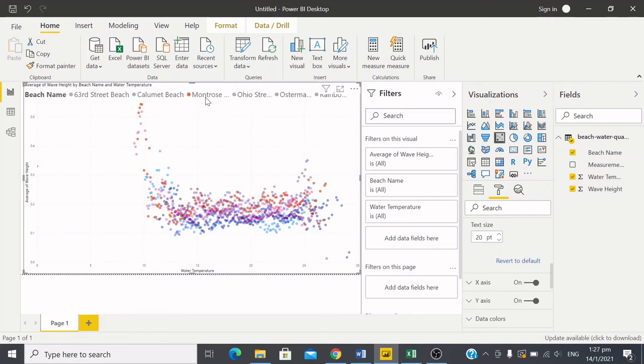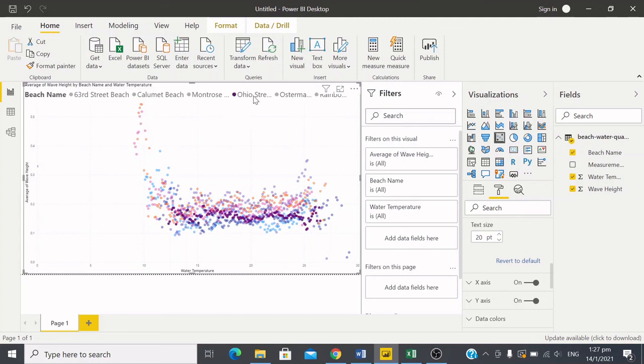Okay, Montrose Beach. Montrose Beach has the peak here. You can see these points here, and these points here. They are the ones that are adding up to the peak. So this is one of the beaches that has very high wave heights.